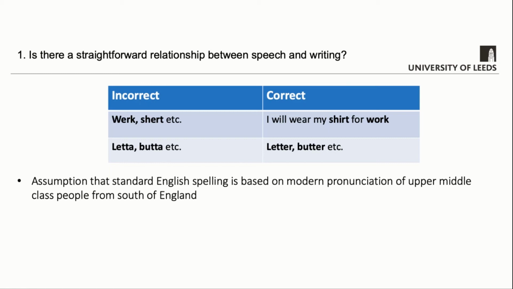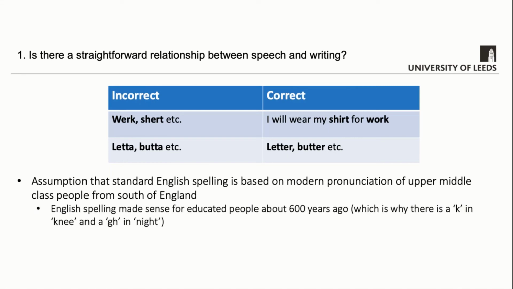But that assumption is flawed because actually our spelling system isn't based on the modern pronunciation of any accent of English today. English spelling made sense for the pronunciation of educated people about 600 years ago. So that's why these quirks, like there being a K in knee and a GH in night, these spellings were standardised in the 1400s, but pronunciations have continued to evolve, which means that the standard English spelling system does not correspond directly to any modern accent.